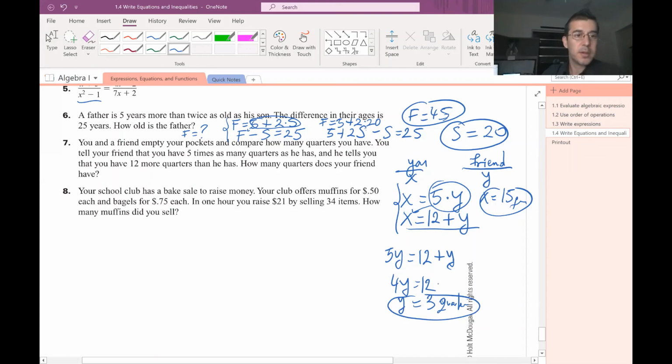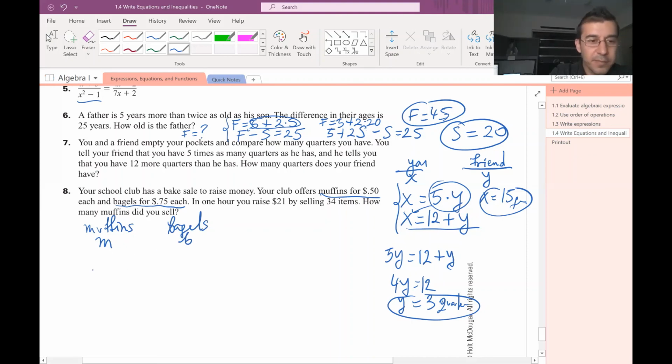And the last one: your school club has a bake sale to raise money. Your club offers muffins for 50 cents each and bagels for 75 cents each. So bagels 75, muffins 50 cents. In 1 hour, you raised $21 by selling 34 items. How many muffins did you sell? Okay, so let's say muffins can be represented as M, and bagels can be represented as B.